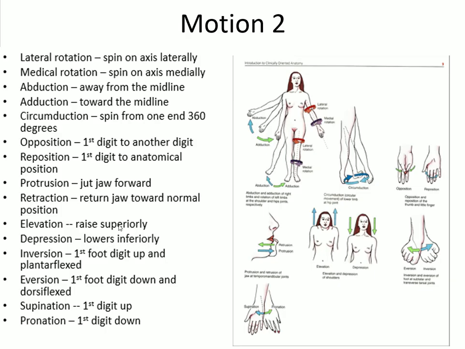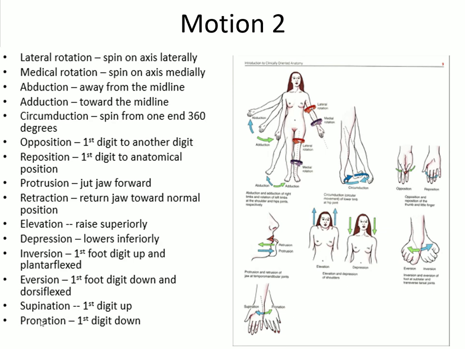I think I said that was jaw only. That's protrusion, retraction is the jaw. Elevation, depression isn't necessarily jaw only. That can be anything that you're elevating, depressing. Inversion, first foot digit up and plantar flexed. Eversion, first foot digit down and dorsiflexed.